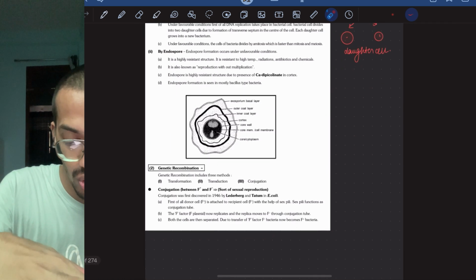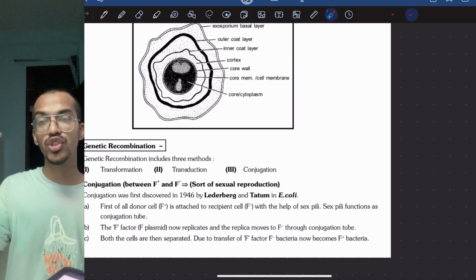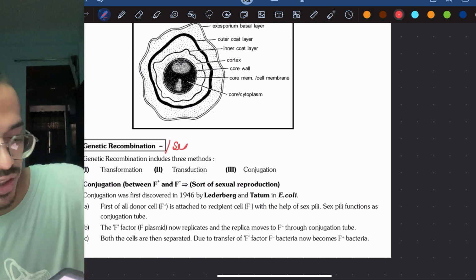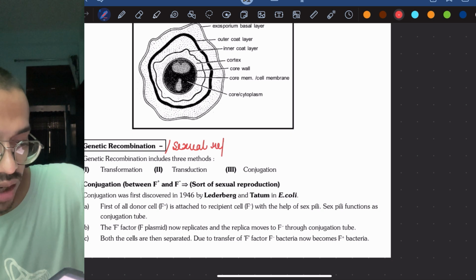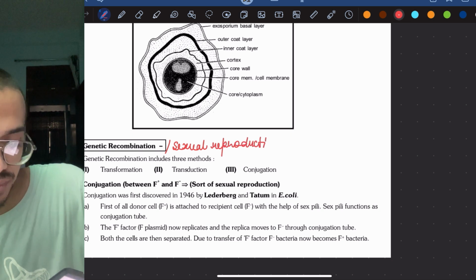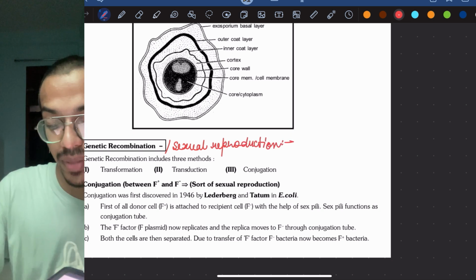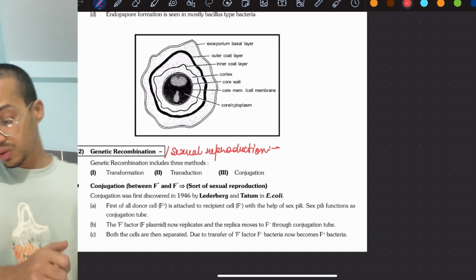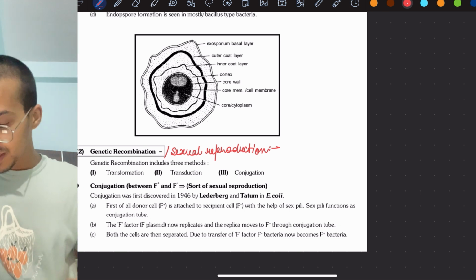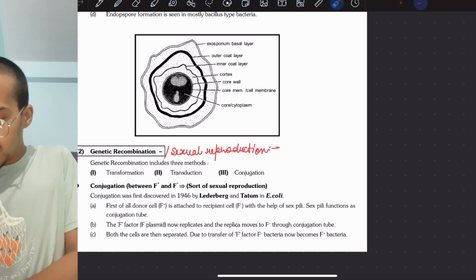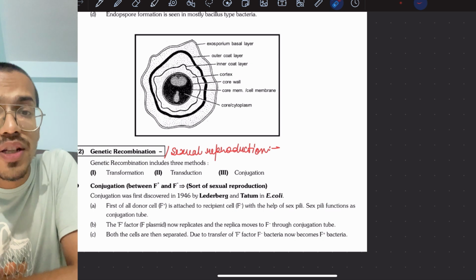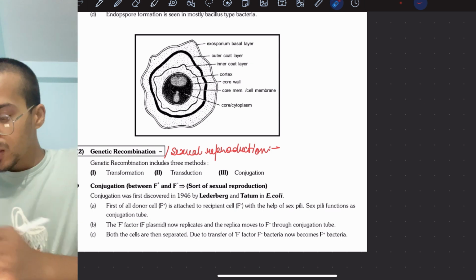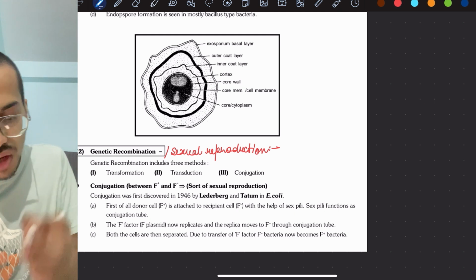Then genetic recombination, which is a type of sexual reproduction. Their sexual reproduction is called genetic recombination. In this, there are transformation, transduction, and conjugation. So there are three of them. Starting with the first one, that is your transformation. This transformation will be a very important part of your genetic understanding in your 12th. So here we are trying to understand what transformation is.